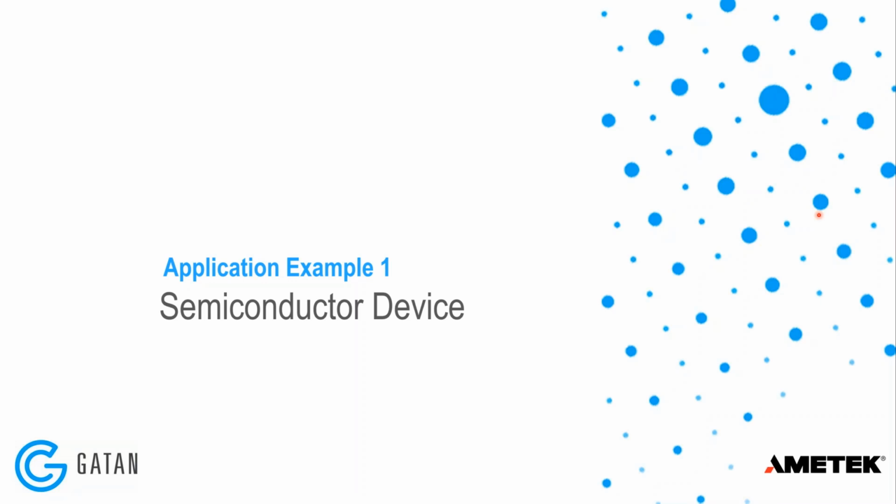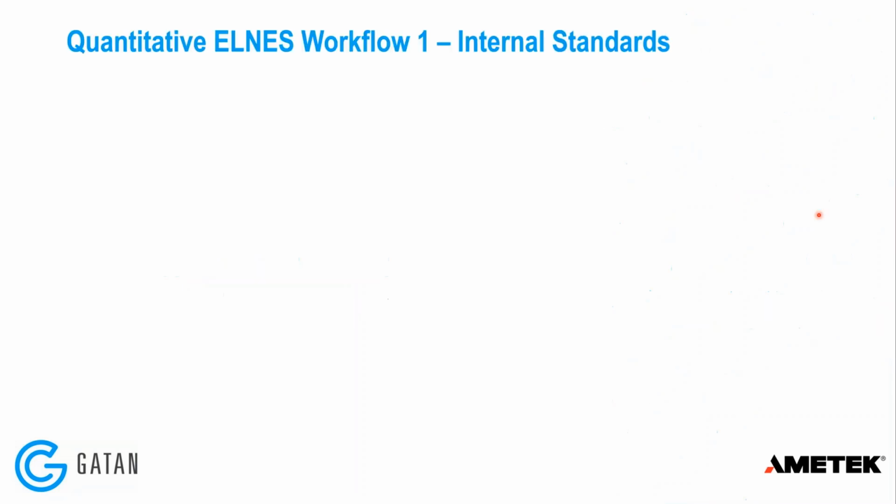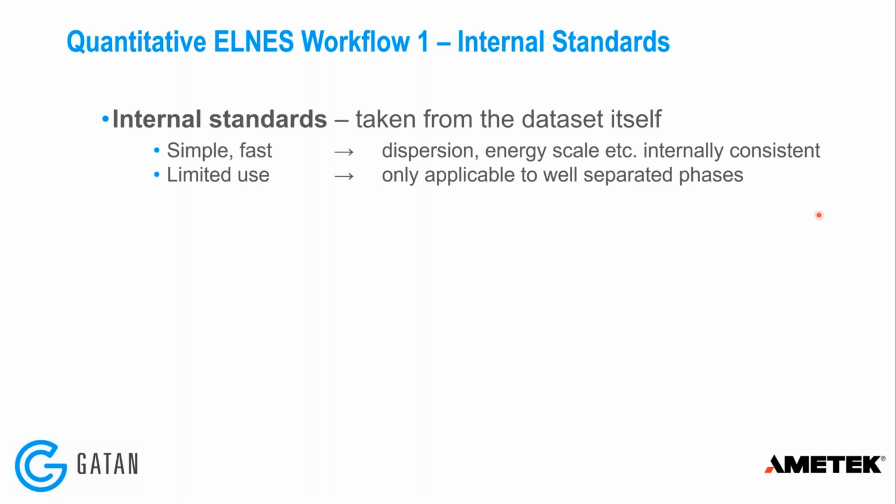So let's start off with the first application example, the semiconductor. This is an example of the workflow that we call internal standards. Internal standards are where we're taking the standards from the data itself. So it's simple and fast. The dispersion, energy scale, and anything optical, aberrations, is internally consistent because the reference is taken from the data set itself. We don't need to worry about calibration mismatches or things like that. The downside is it has limited use.